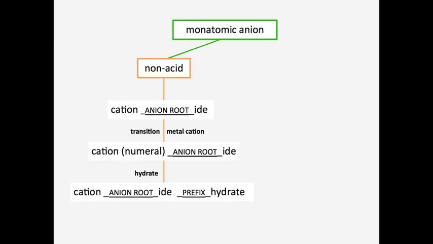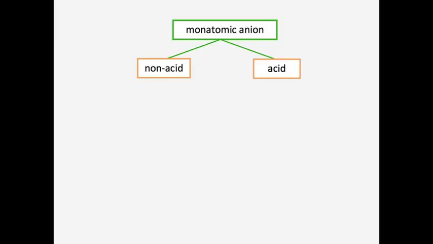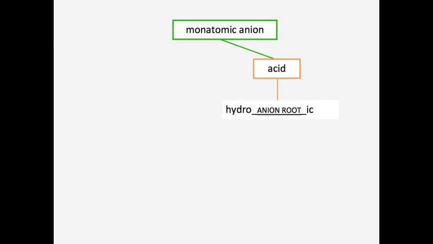Here is a summary of the naming procedures for non-acidic ionic compounds with monatomic anions. Next, we'll look at acidic ionic compounds with monatomic anions. The naming begins with the prefix hydro, followed by the anionic root, which is attached to the suffix "-ic". This is followed by the word acid.